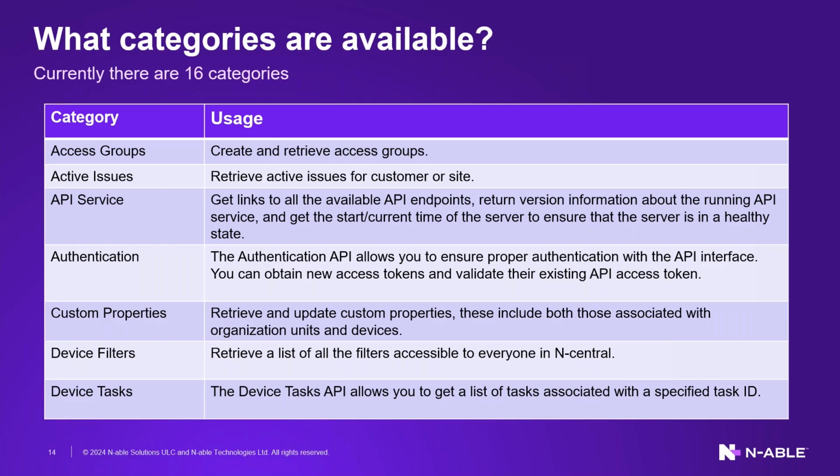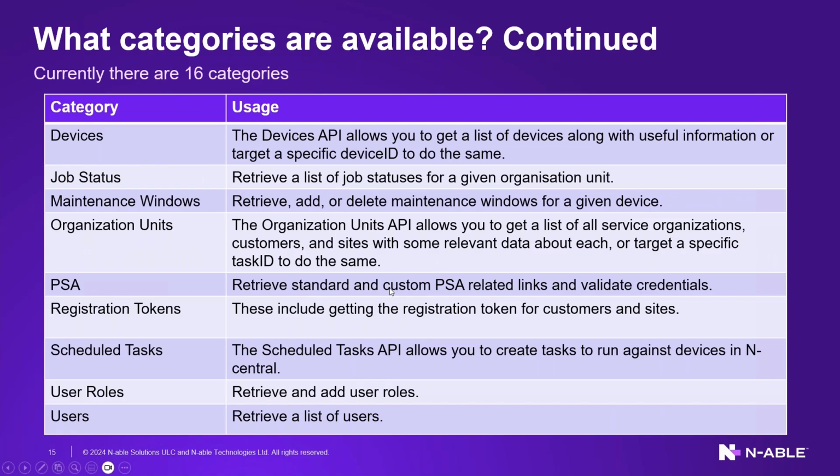You can get device tasks. We're going to look at that as an example later on. So you can actually schedule a task to run by N-central. So if anyone's ever seen Halo's integration with N-central more recently, Halo's ability to run tasks in N-central is using some of these new API calls as well. Also, we have things like maintenance windows, which was recently added, so you can add, delete, or retrieve maintenance window information.